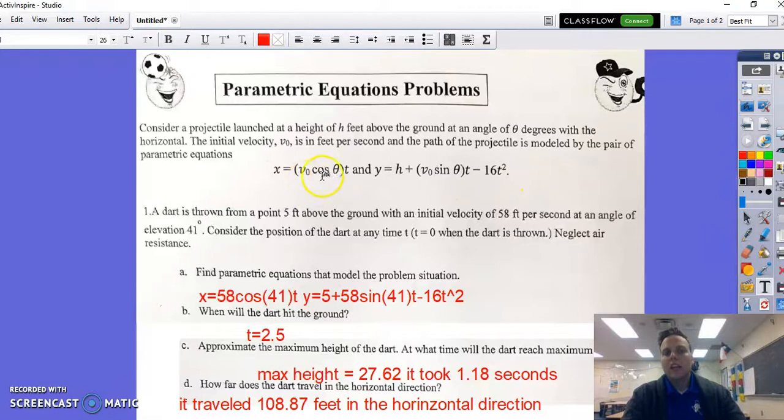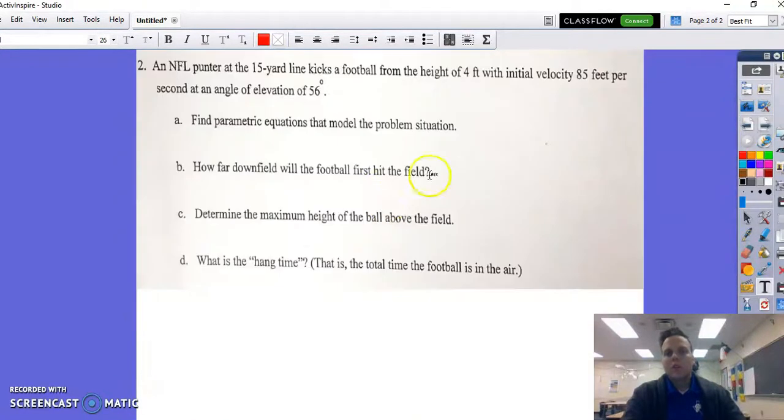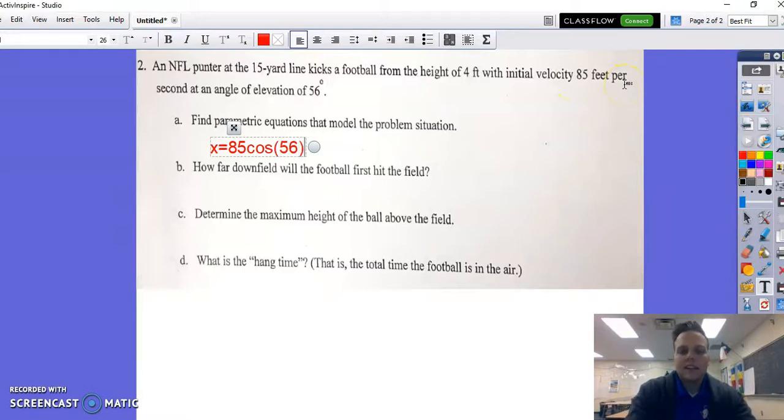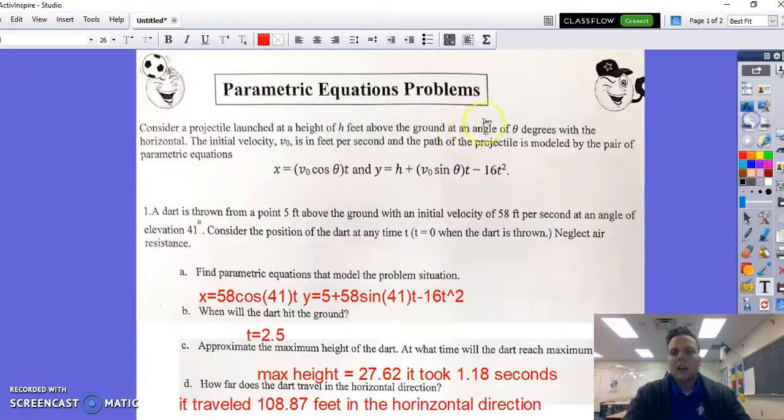So x equals v naught cosine theta times t. So for this problem, x equals v naught. V naught was my initial velocity, so it's 85, cosine of my angle, which is 56, times t, which is time. Y equals starting height. Now, a lot of students like to put the 15-yard line, but that's just how far down the field he kicked it. That has nothing to do with the starting height. The starting height is actually 4 plus v naught sine theta t.